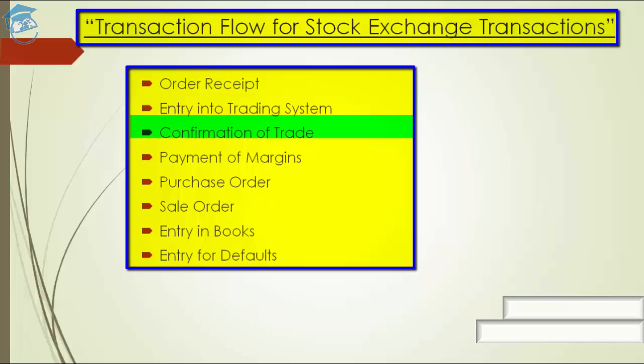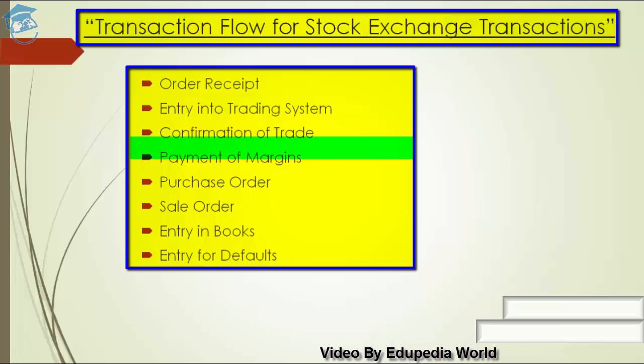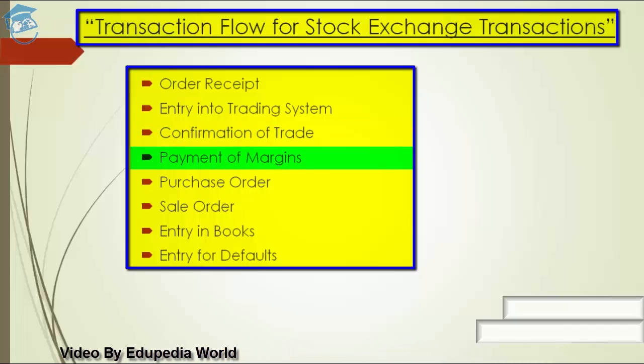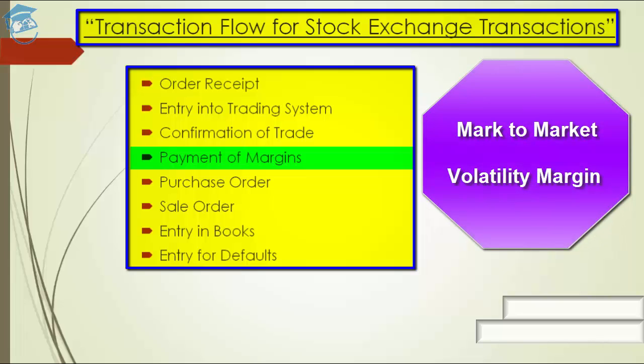Number three, if the match gets completed, then the trade is said to be confirmed as soon as the order is matched by the corresponding order of another trading member. Then what's going to happen is you need to pay the margins. So after the confirmation of orders, the trading members should pay the margins like mark-to-market margin and volatility margin, which is collected from their respective clients.